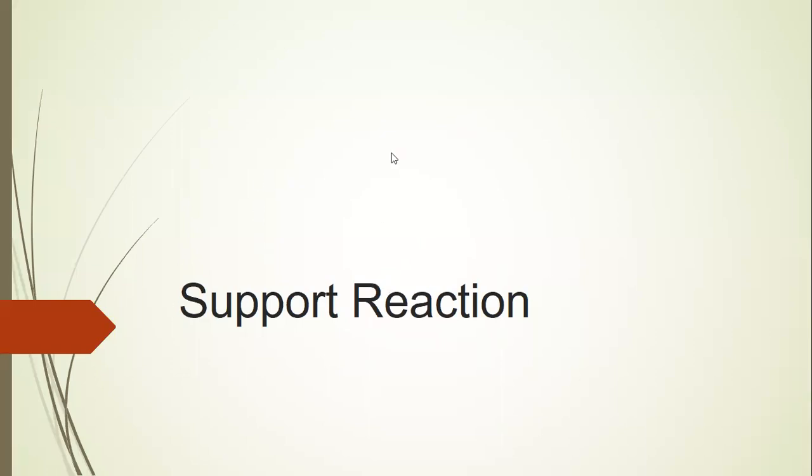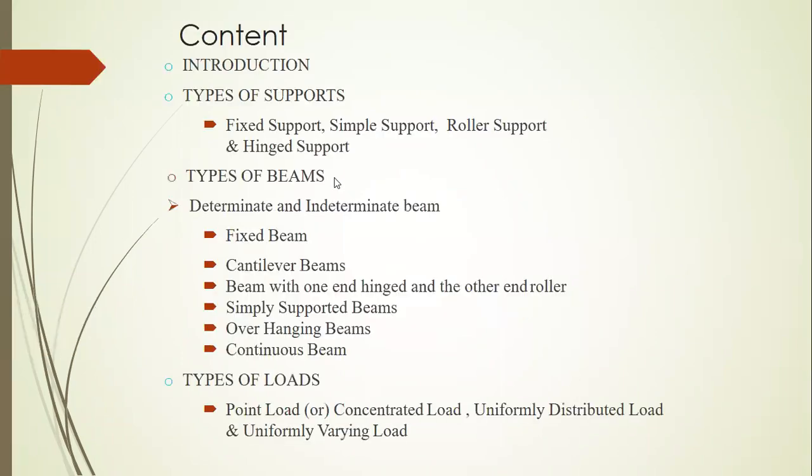In today's class, we are going to discuss support reaction. So the content of the lecture goes like this: introduction, types of support, fixed support. In the types of support, we have various types of supports: fixed support, simple support, roller support, and hinged support. Types of beams. In types of beams, we generally classify the beams into two categories based on the support and based on the degree of determinacy, that we will discuss when we go to types of beams.